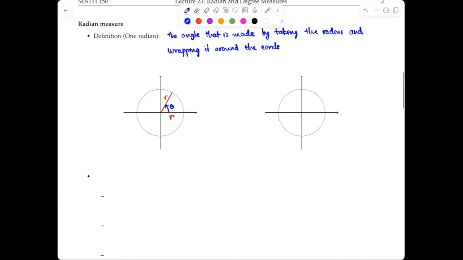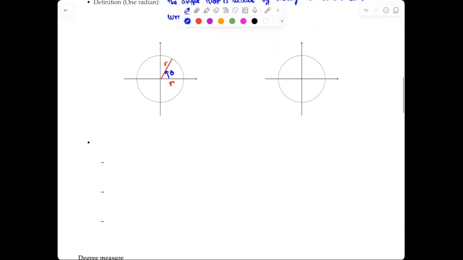So that's 1 radian. The circumference of a circle with radius r is equal to 2 pi r.